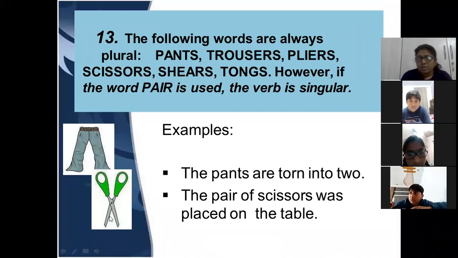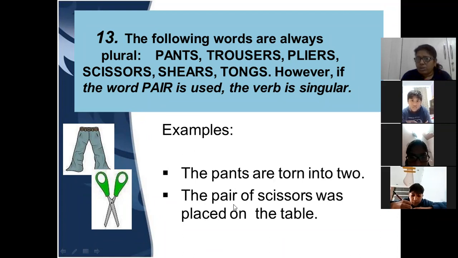Same with scissors, scissors has two parts. You can see two blades of scissors. So we never say a scissor. We say a pair of scissors or the pair of scissors. Okay. So the pants are torn into two, right? But if the word pair is used here, then we will use a singular verb.